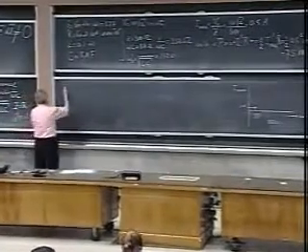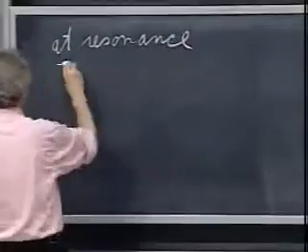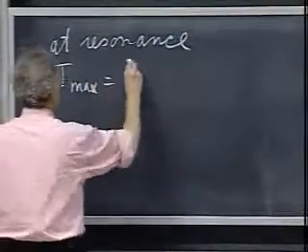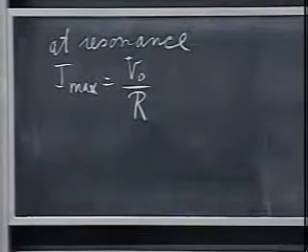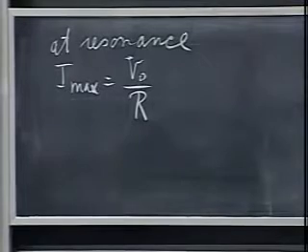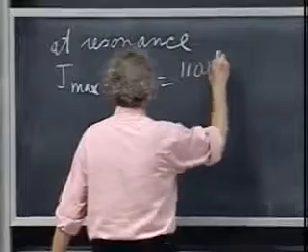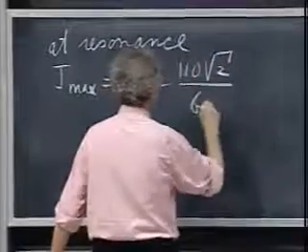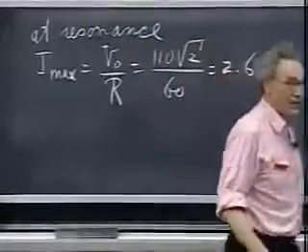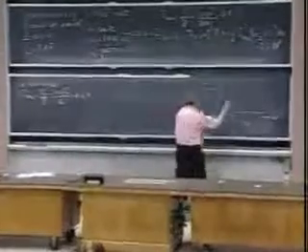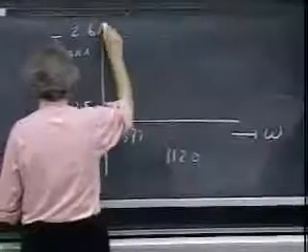Well, at resonance, I max is V0 divided by R. There is no self-inductor, and there is no capacitance at resonance. And so that would then be 110 square root of 2 divided by 60. But that is 2.6 amperes. That is substantially larger than 1/2. So this value here is 2.6 amperes.